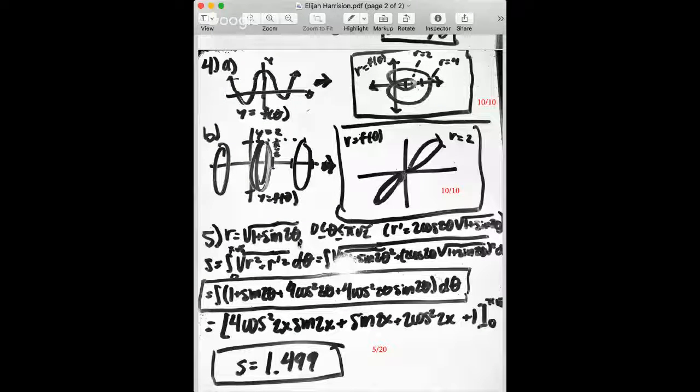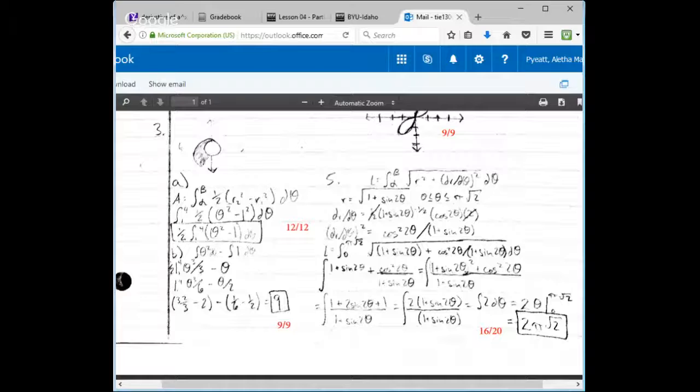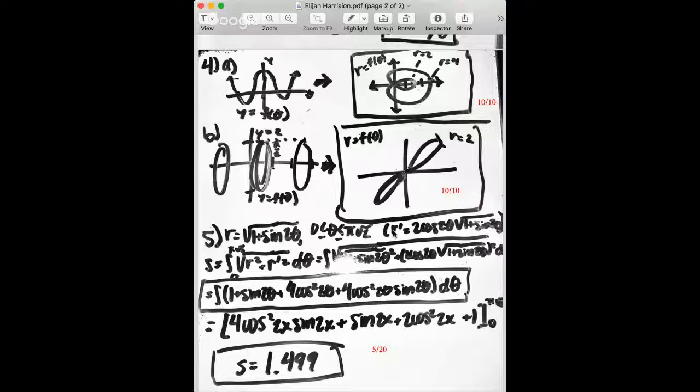So this is what I had for r, which I think is right. It's the square root of 1 plus sine 2 theta. So r prime would be the derivative of r with respect to theta, which, using the chain rule, is cosine 2 theta over the square root of 1 plus sine 2 theta. So you had that right. I just did that wrong. I forgot to drop the power.